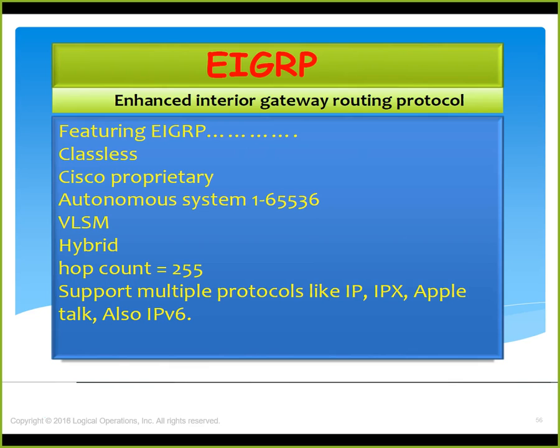EIGRP is a classless protocol, which means that we can subnet it. It's Cisco proprietary. Autonomous system numbers, which we assign, can be between 1 and 65,536. VLSM, we can use variable length subnet masks. It's considered a hybrid. And this one says hop count of 100. That's the maximum. The hop count that we saw in the show IP protocols was 100.